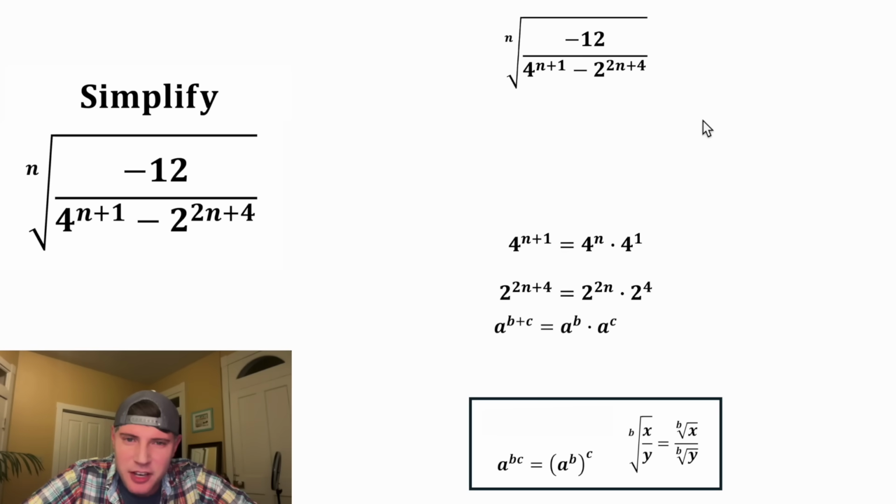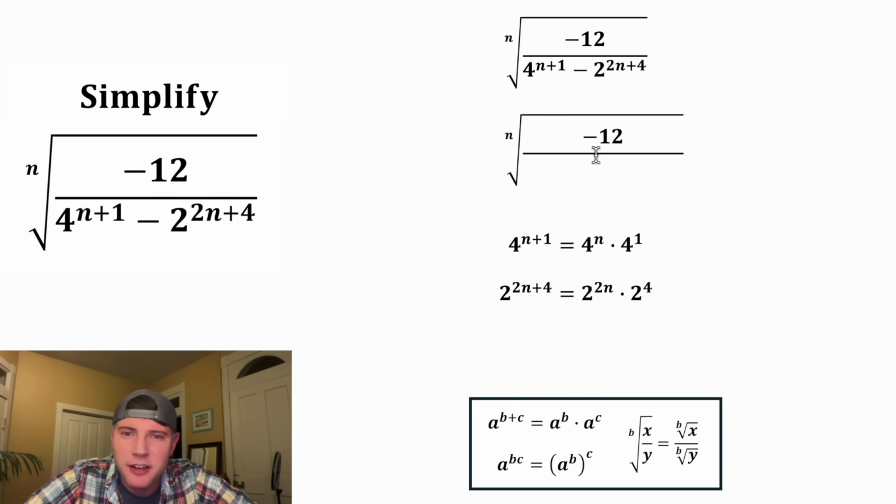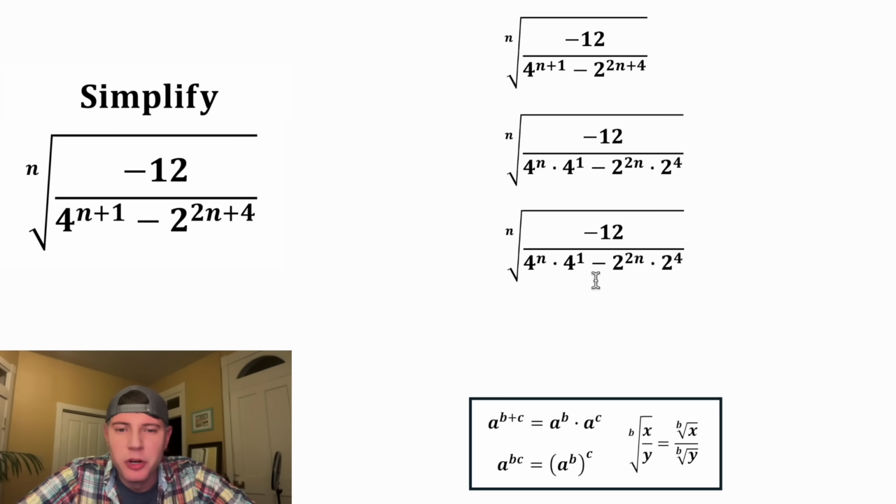And let's clean this up and let's put these into here. For the 4 to the power of n plus 1, we're going to put 4 to the n times 4 to the 1. And then we're going to subtract. And for this one, we're going to put in 2 to the power of 2n times 2 to the 4. And now we can clean this up. 4 to the first power is equal to 4, and 2 to the fourth power is equal to 16.